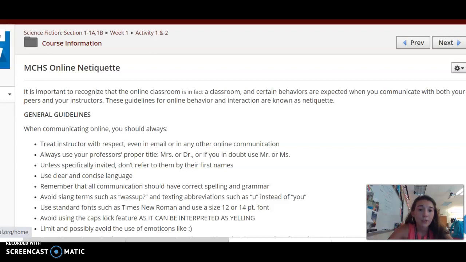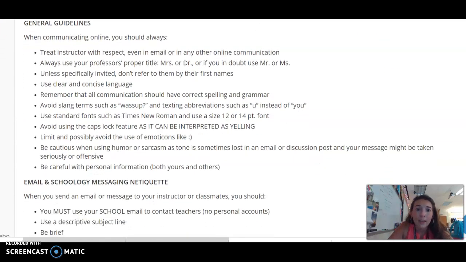Use standard fonts such as Times New Roman and use a size 12 or 14 point font. Avoid using the caps lock feature as it can be interpreted as yelling. Please don't yell at me. That would not be nice. Limit and possibly avoid the use of emoticons, so like smiley faces, winky faces.